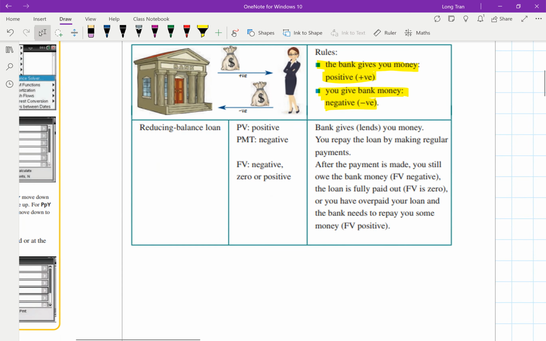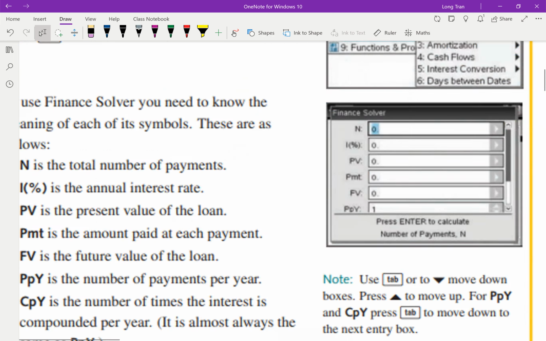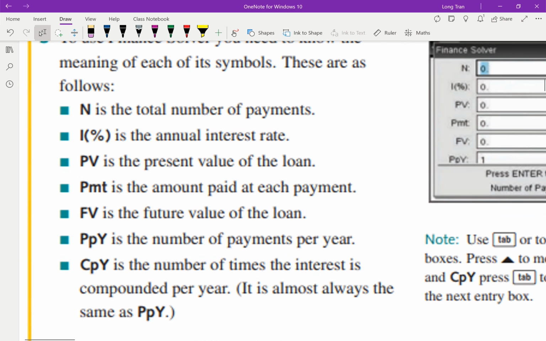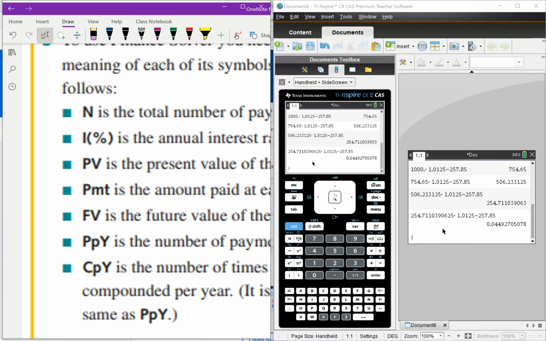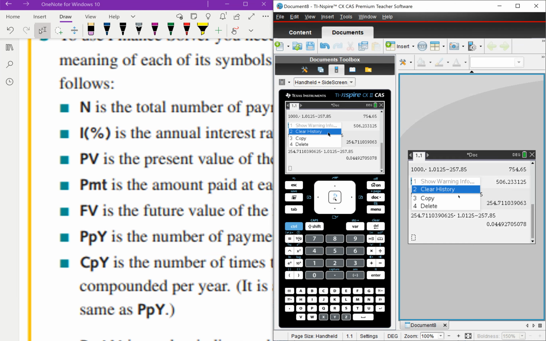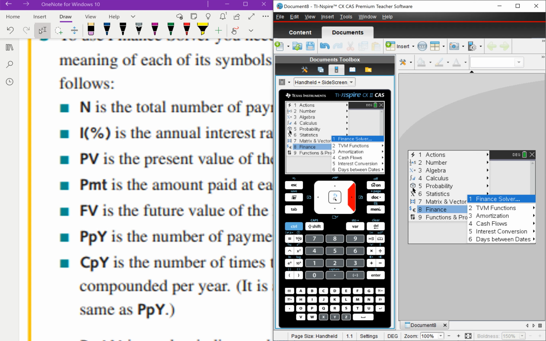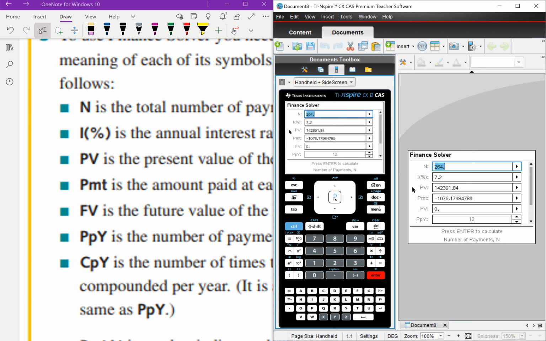Here we go. In your financial solver, I already copy pasted this section, but it's for you to know what those mean. Now I'm just going to show on the side. On your calculator, if you go to Menu, Finance, so Menu 8, and there's that number 1, which is called financial solver or finance solver.